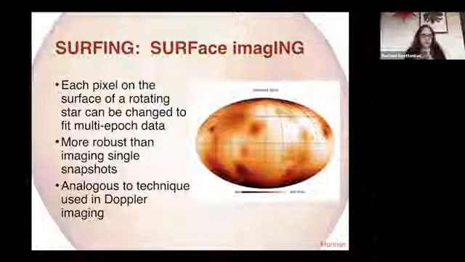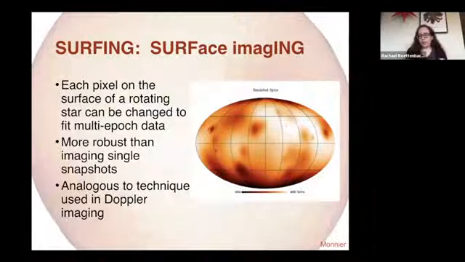So the idea is that in a way that's analogous to Doppler imaging, each pixel and point on the surface refers back to multiple nights of data. So we're trying to get a more robust image of the surface of the star as opposed to these snapshots that are typical of interferometric imaging. Taking snapshots was a very popular way of doing imaging with interferometry.